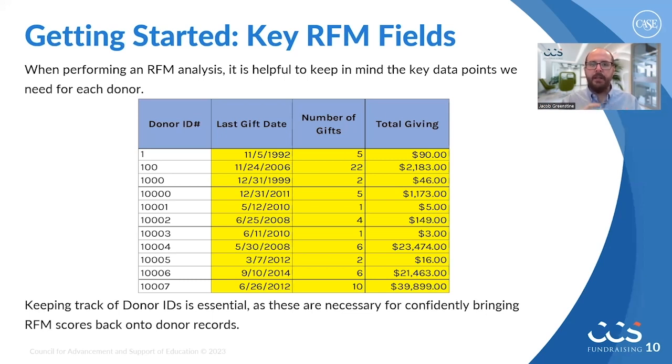In addition to the last gift date, number of gifts, and total giving, you also want the donor ID for each of your donors associated with these last gift dates, number of gifts, and so on. Because as you generate the scores, you want a reliable way of getting those scores back onto the donor records. And the ID is the ideal way of doing that.